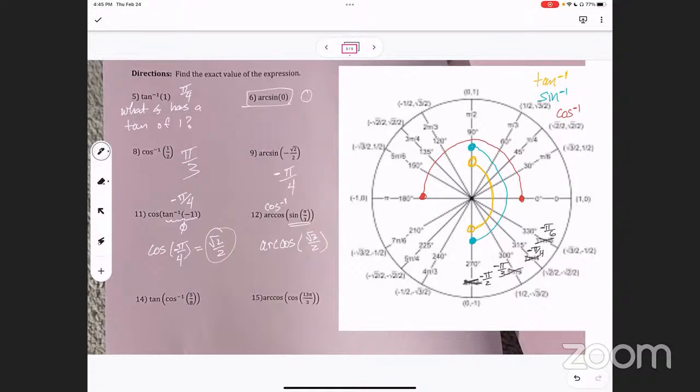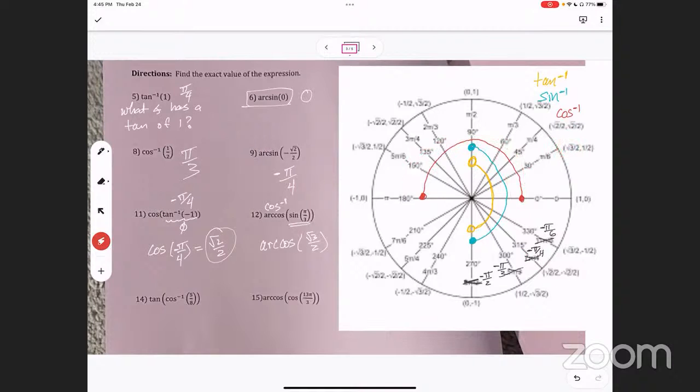Nope, that's not an angle. We're looking for an angle. Negative 2 pi over 3. Yep. So look at your red, look at the red over here. And what angle has a cosine of root 3 over 2?